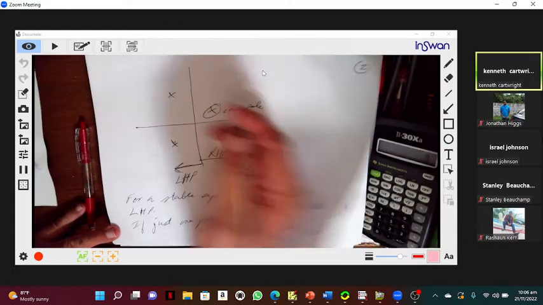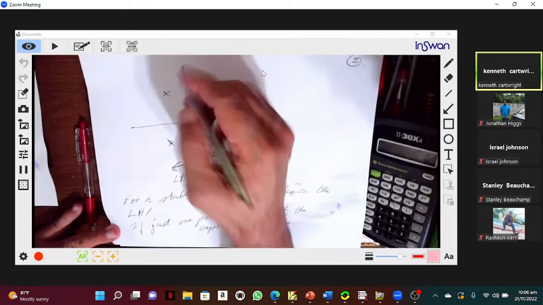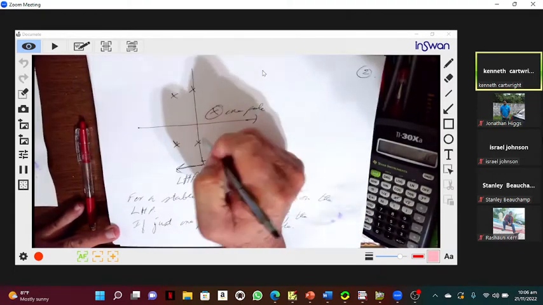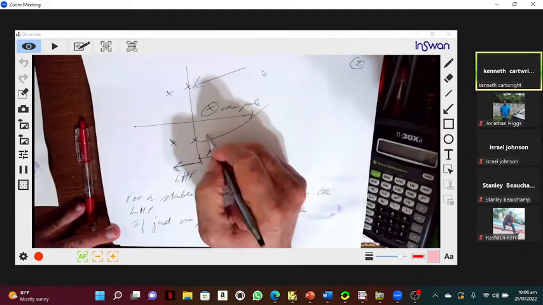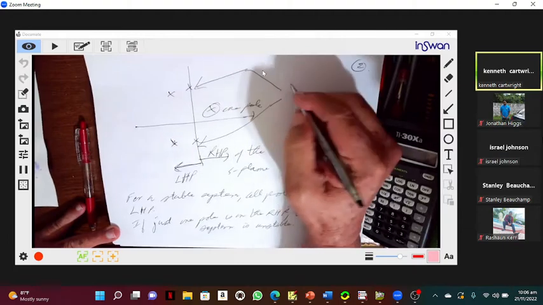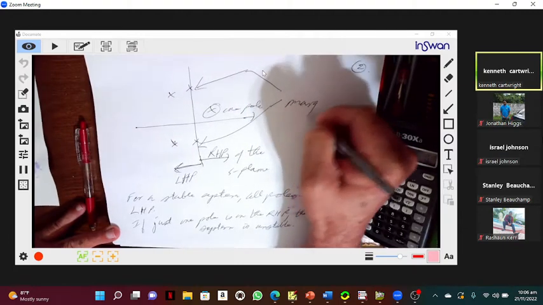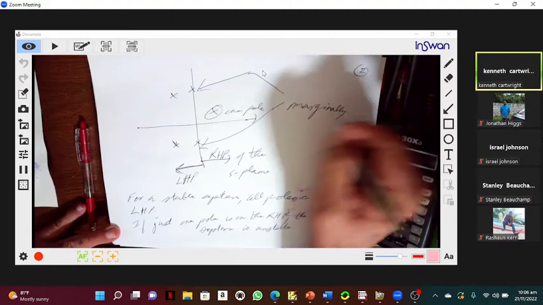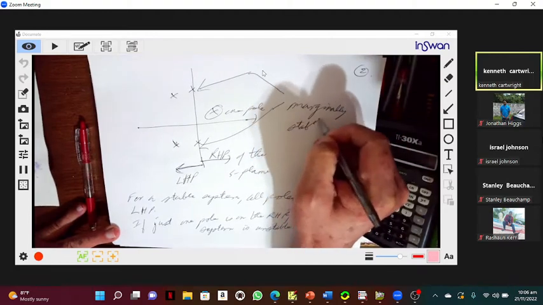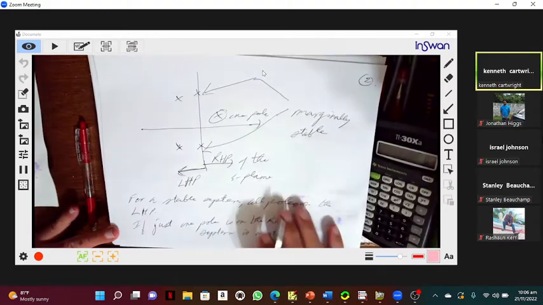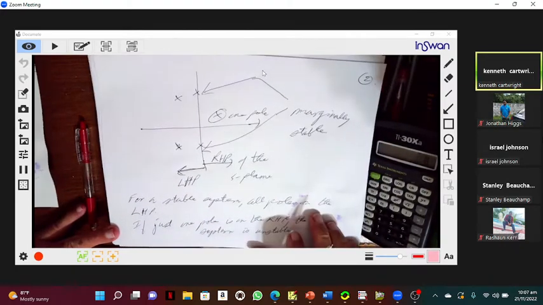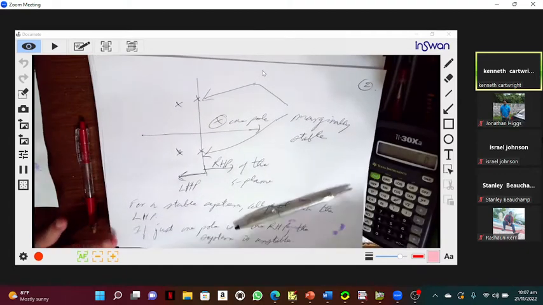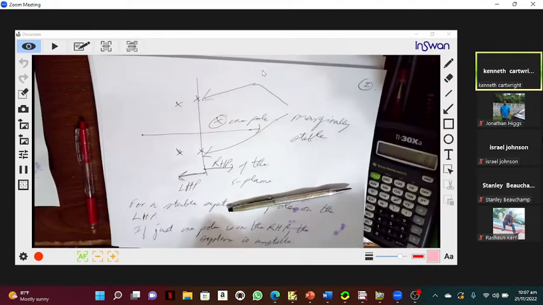If, however, we have poles on the y-axis, then we have a marginally stable system. Any questions about that? These are just definitions that you must learn and understand.